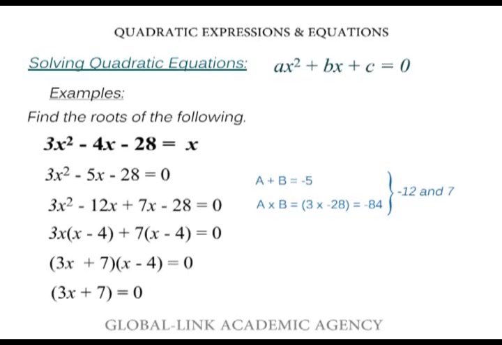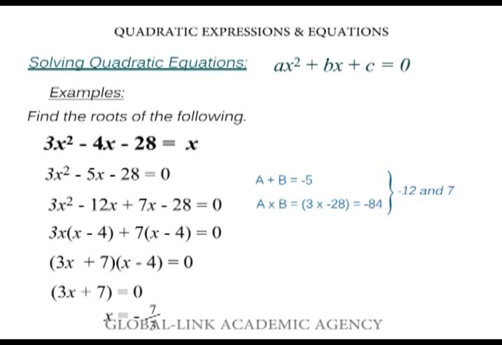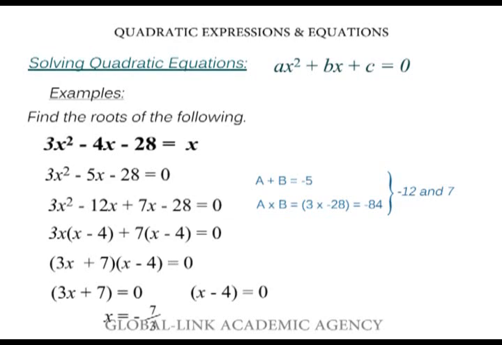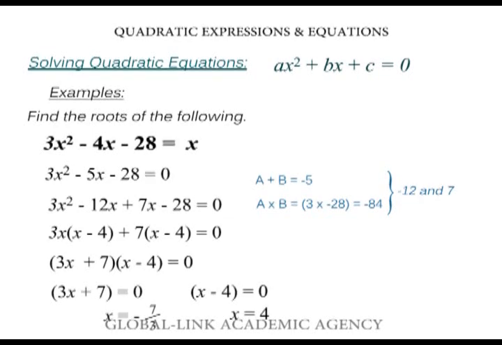If 3x plus 7 is 0, then x is minus 7 over 3. If x minus 4 is 0, x is 4. Therefore, minus 7 over 3 and 4 are the roots of equation C.